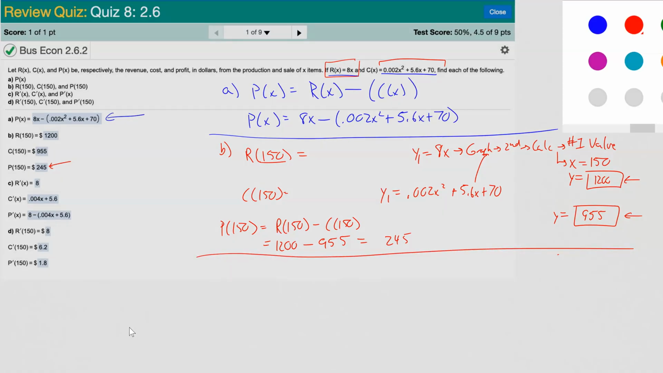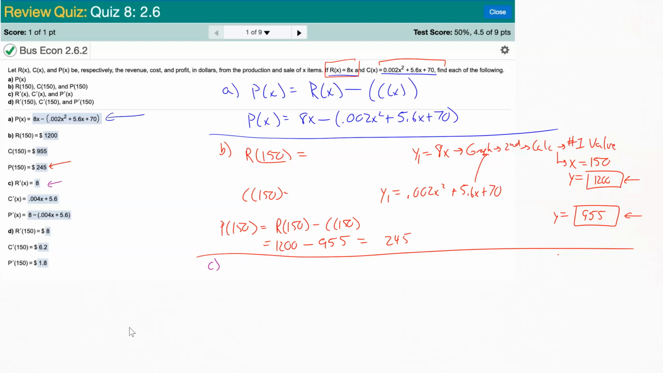So there's part B, and as we go on to part C now, we're just being asked to start finding these individual derivatives. First they want us to find the derivative of revenue. Our revenue equation was 8x. The derivative of this, we're just going to use our power rule. We're going to bring that 1 down. 1 times 8 gets me 8x, and then subtracting 1 from the power would give me x to the 0, and anything to the 0 power is 1, so I don't need to do anything more with that.